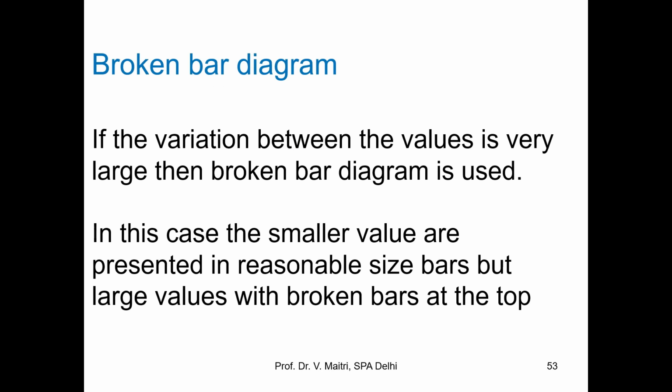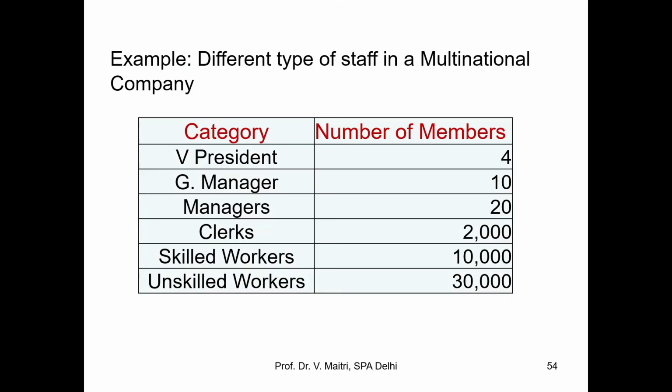Broken bar diagram. If the variation between the values is very large, then we use the broken bar diagram. So smaller values are presented in reasonable size, but the large value we present in the form of a broken bar on the top. That is, breaking the bars from the top. So again it is a bar diagram, but broken at the top. Now just see the example very thoroughly, which diagram we are using for which example.